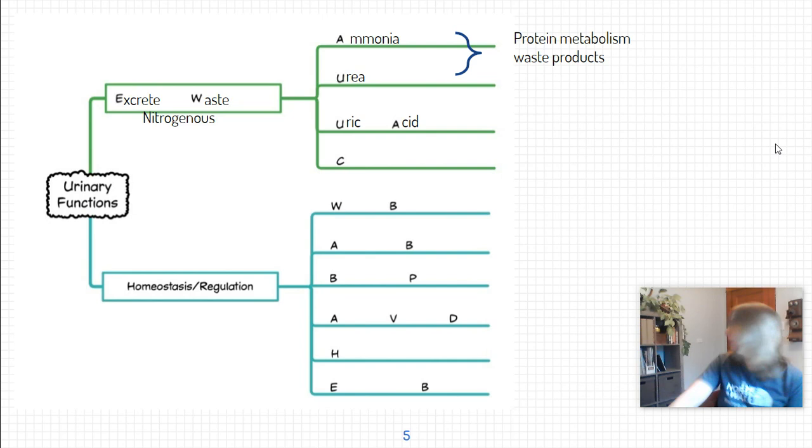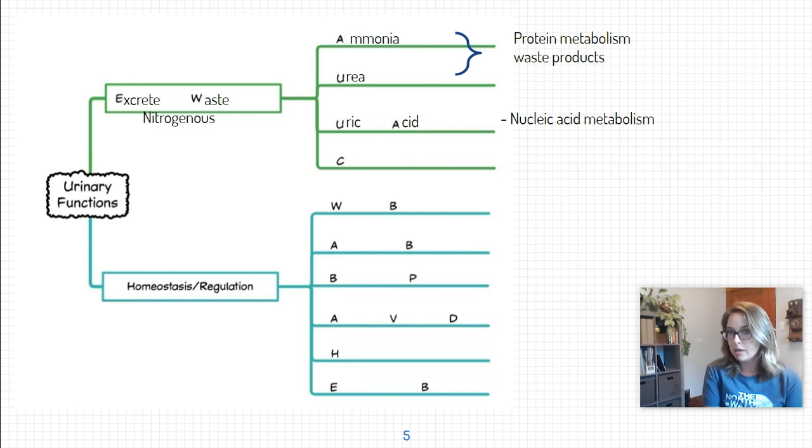Uric acid is a byproduct of nucleic acid metabolism. So when I make my DNA and my RNA, this is a byproduct of it, and it's harmful for my body, so I have to excrete uric acid.